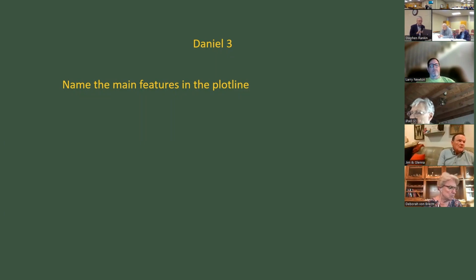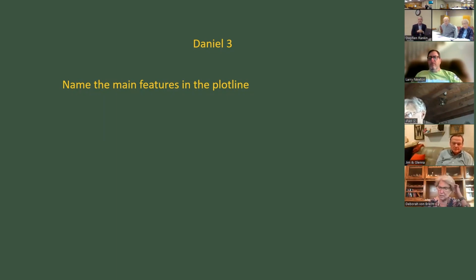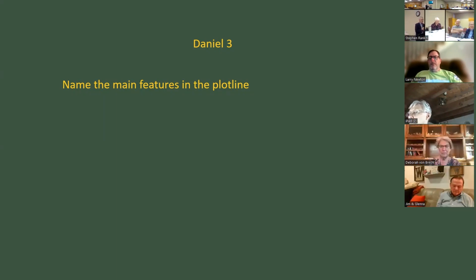But what I'd like to do is ask you, let's talk through the main features of the plot line in this story. If this were a class at school, this story is generally about what? Who are the characters and what's the issue? And then we'll get to specifics in the plot line. Daniel and Nebuchadnezzar. All right. Who else? Shadrach, Meshach, and Abednego.